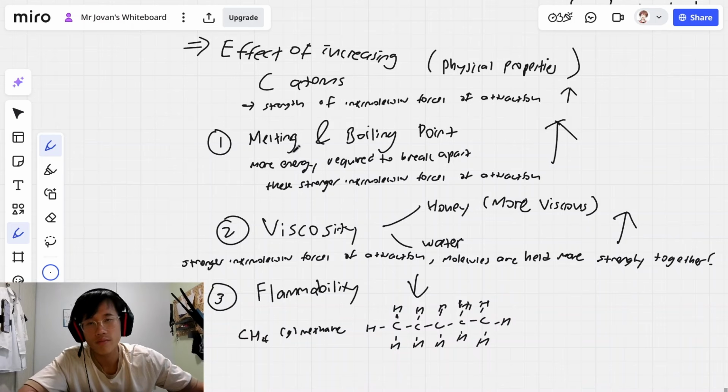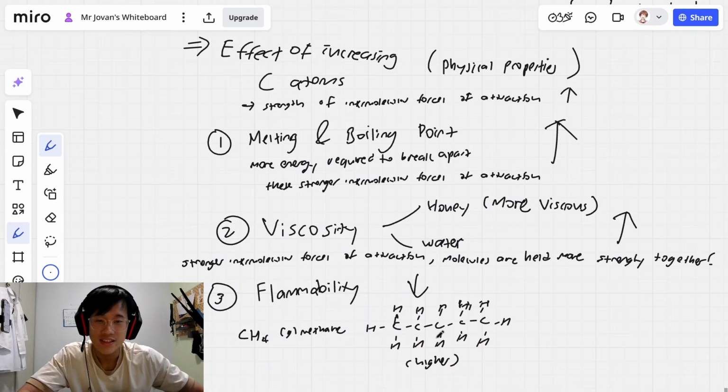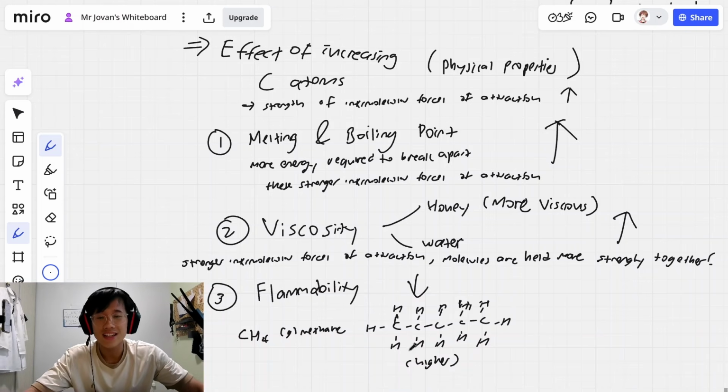Okay, let's compare melting and boiling point. Which one has a higher melting and boiling point? This one. Because they told me, if your carbon atoms are increasing, more energy is required to break apart. Therefore, this one has a higher melting and boiling point. Therefore, if it's higher, it is less likely to be a gas. Stay with me. Less likely to be a gas.